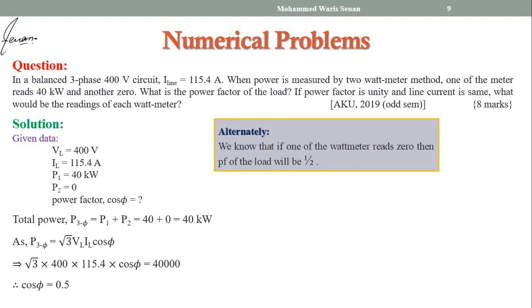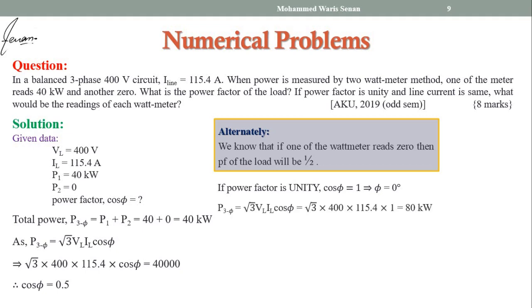The second part of the question says that if power factor is unity and line current is the same, the question is asking about the readings of the wattmeters. If the power factor is unity, the power factor angle will be equal to 0 degree. For this case, the three-phase power will be equal to 80 kilowatt. So the total three-phase power will be 80 kilowatt. We will find the readings of wattmeter 1 and wattmeter 2 one by one. So let's start with the first one.